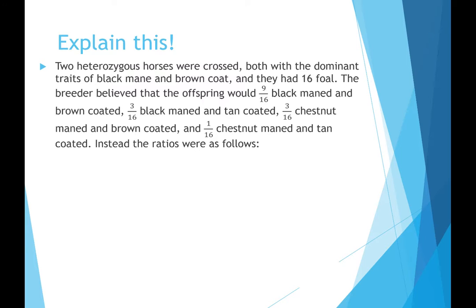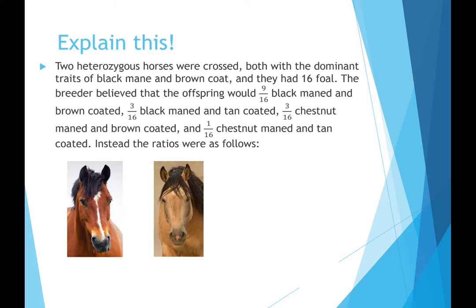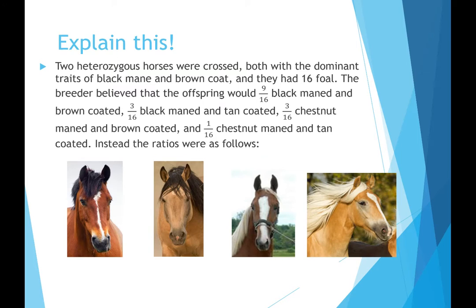The breeder was very knowledgeable about dihybrid crosses, and he believed that the offspring would be 9 out of 16 black maned and brown coated, 3 out of 16 black maned but tan coated, 3 out of 16 chestnut maned but brown coated, and 1 out of 16 chestnut maned and tan coated. Okay, so where black maned is dominant over the chestnut maned, and brown coated is dominant over the tan coated. Okay, why do you think that?